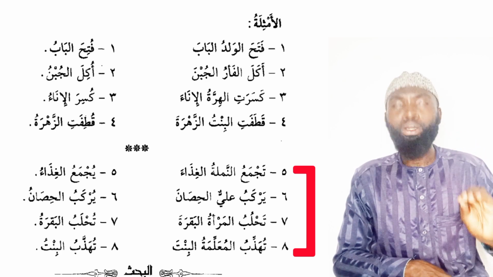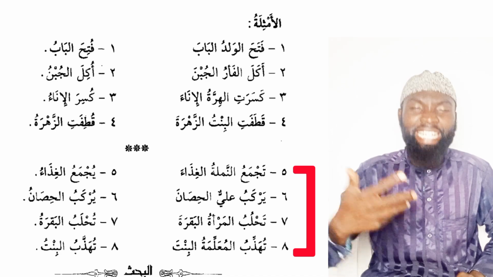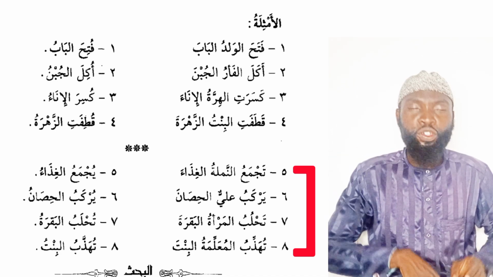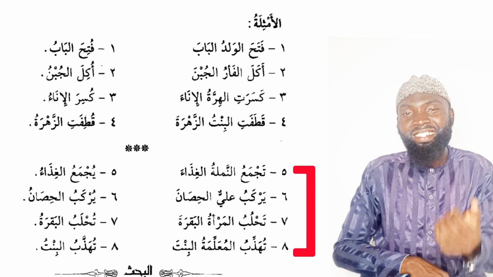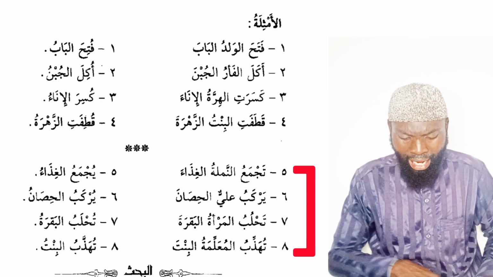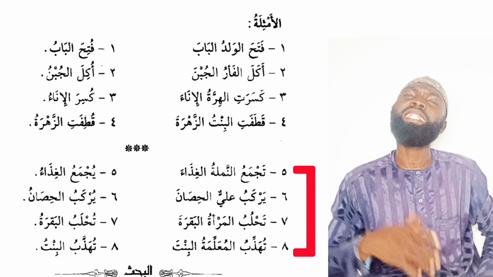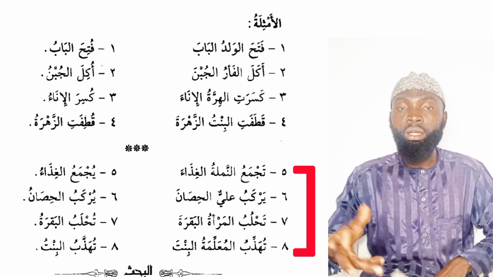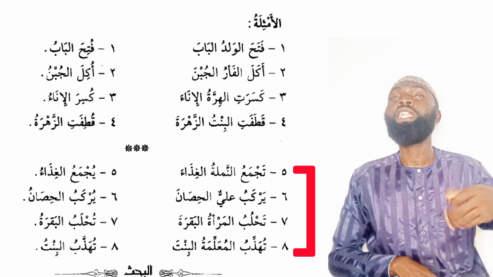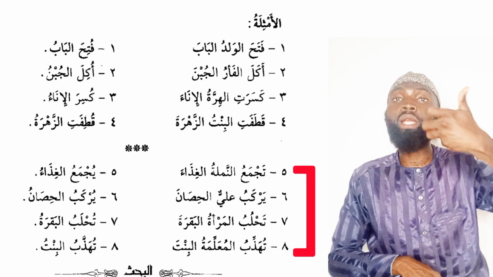We have Yarukabu Aliyun al-Hisana. Ali is riding the horse. We have Yurukabu al-Hisanu. The horse is being ridden. We have Tahlibul Mar'atul Baqarata. The girl, the woman is milking the cow. Tuhlabul Baqaratu. The cow is being milked.